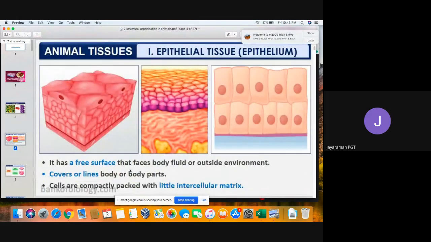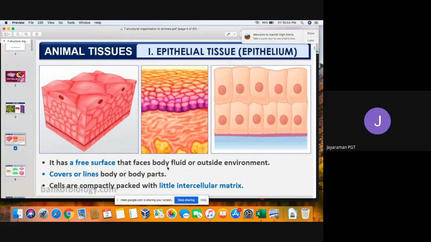It has a free surface that faces a body fluid or the outside environment. It has a free surface means it is a covering or lining tissue. Covering tissue means it faces the body fluid. In the case of blood vessels, the innermost layer is squamous epithelium, called the tunica intima. Artery and vein blood vessels are already completed.